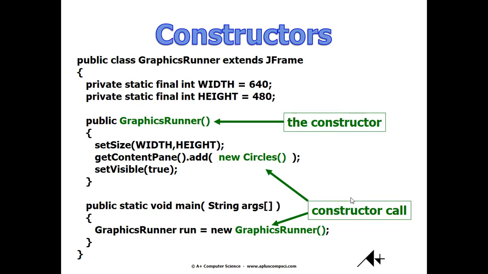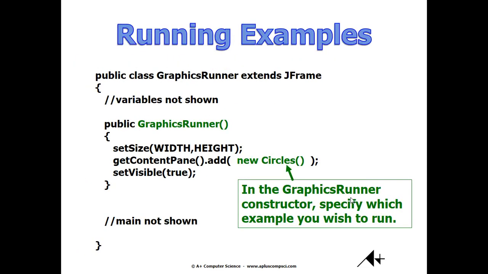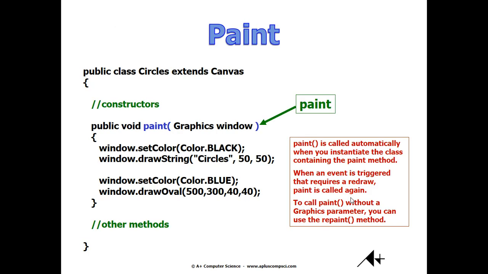I'll show it to you in a second here with a constructor. All you need to do in the runner file is specify what kind of object you're going to make, and we're going to be making smiley faces. There's a paint method that actually paints the screen. It gets run when you create the object, so it's going to run one time.